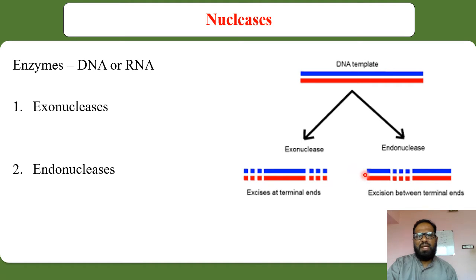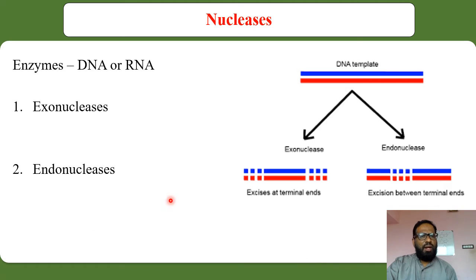Take for example, this is the end of the DNA molecule and this is the other end of the DNA molecule. The endonucleases do not remove the nucleotides from the end. Instead, they break the phosphodiester bond in the internal position. That's why they convert this DNA into two fragments. After breaking this particular phosphodiester bond, you can find that it will become one fragment and the second fragment. The endonucleases are nothing but the enzymes which break the phosphodiester bond in the internal position. In this way, you can find that there are two types of nucleases, one is the exonuclease and the second one is the endonuclease.